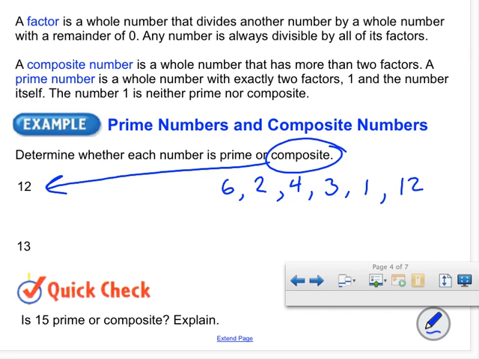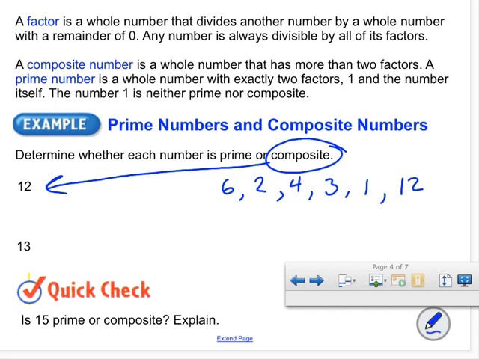Now let's take a look at this other type of number. A prime number is a whole number with exactly 2 factors. 1 and the number itself. Okay? 1 is neither prime nor composite. So that is not a prime number. It's not a composite number.